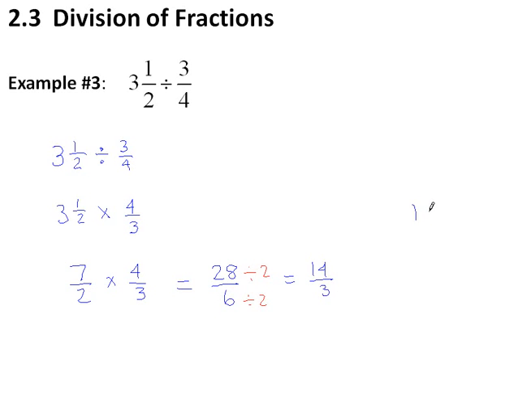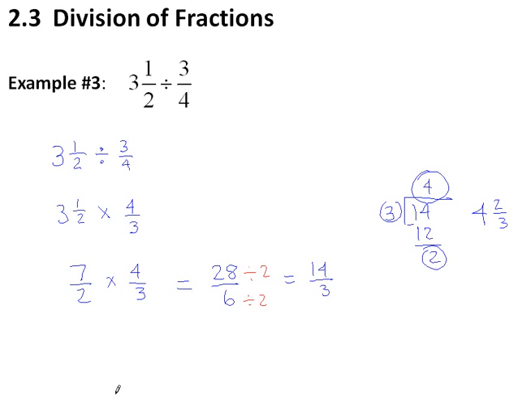Or, if you want to divide that out and get a mixed number, 14 over 3 means 14 divided by 3. 3 goes into 14 4 times. 4 times 3 is 12. 14 take away 12 is 2. Read this clockwise and you get 4 and 2 thirds for your final answer.